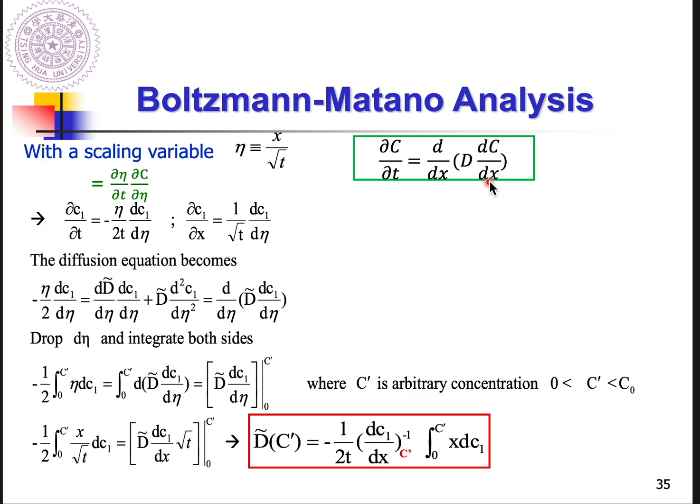It's a partial c, partial x. Partial c, partial x, we use the chain rule as well. And partial iota, partial x, so you only left 1 over square root t. And just copy this term. Then we just inserted both results into this diffusion equation.